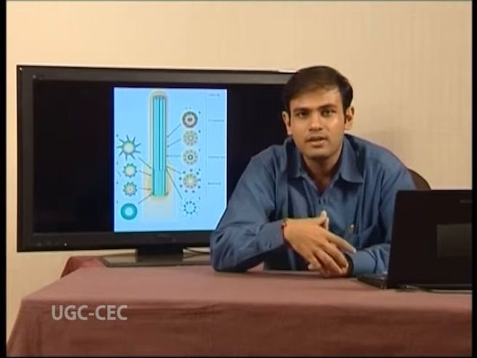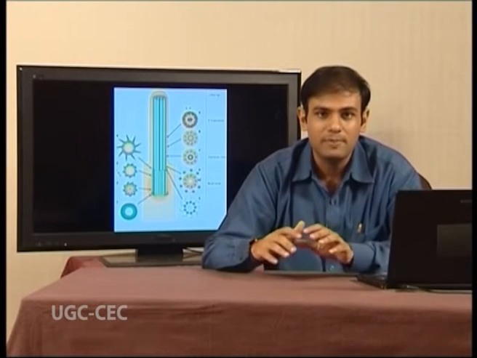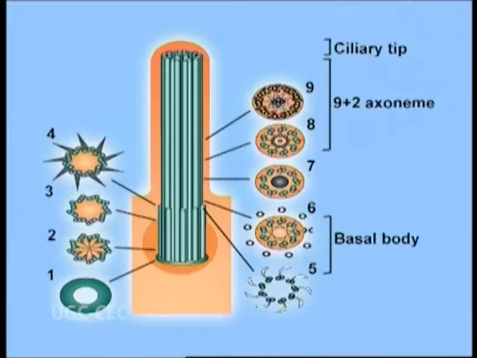This axoneme forms a beautiful circular structure which has a pattern of 9+2. This means that 9 microtubules are arranged on the periphery in the form of doublets, and a pair of single microtubules is present at the center. In the diagram you can see here, a 9+0 arrangement gradually transitions, from the first step to the 9th step, from the 9+0 arrangement to the 9+2 arrangement.